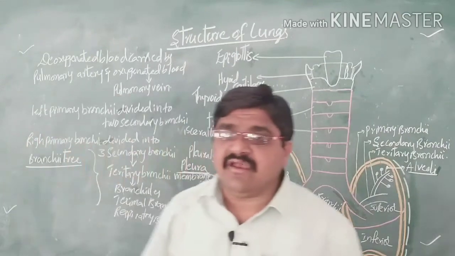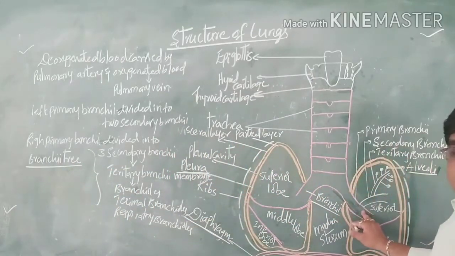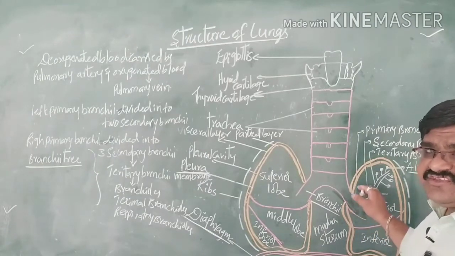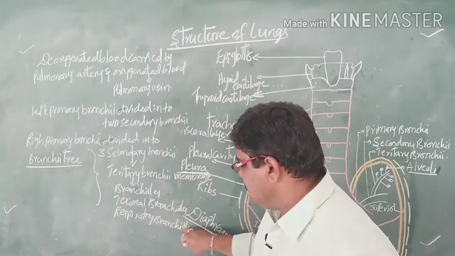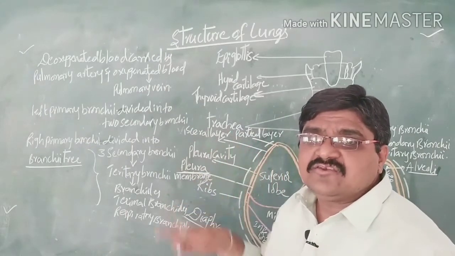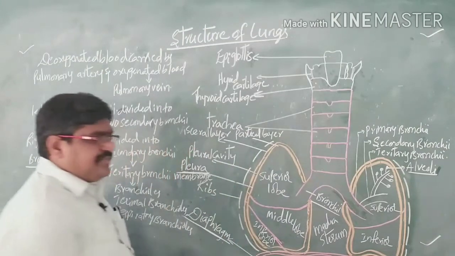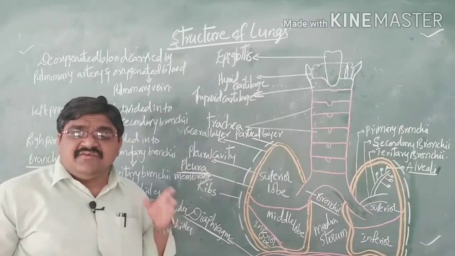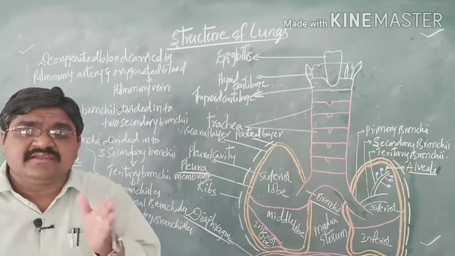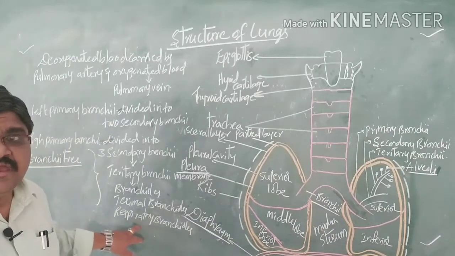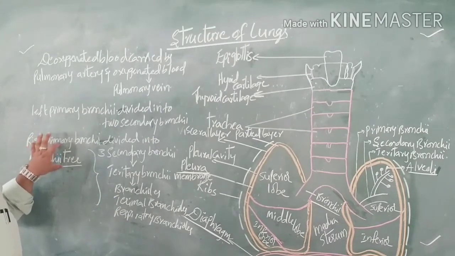Here, a bronchial tree means it is divided into primary, secondary and tertiary bronchi. The tertiary bronchi are divided into bronchioles, terminal bronchioles, as well as respiratory bronchioles. What is a bronchial tree? When the bronchus enters the lungs, it divides into branches: from primary to secondary, secondary to tertiary, and from tertiary to bronchioles, terminal bronchioles and respiratory bronchioles. This process is called the bronchial tree.